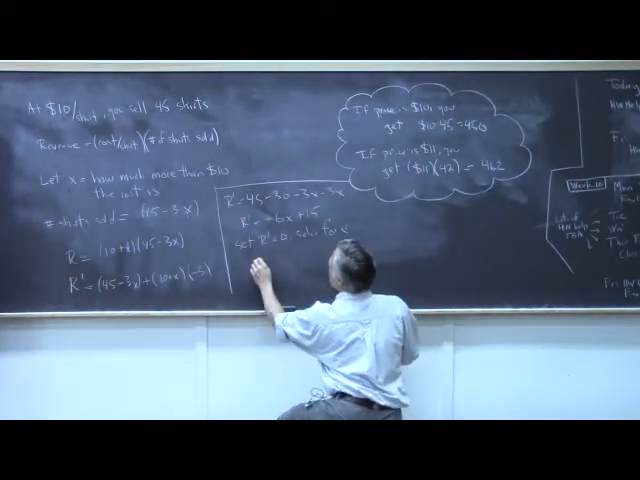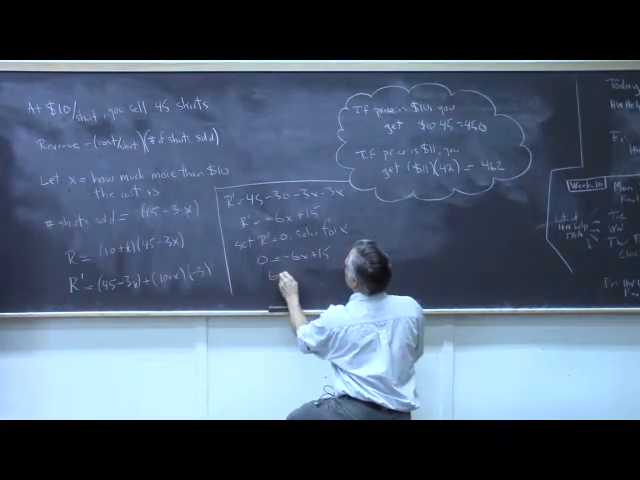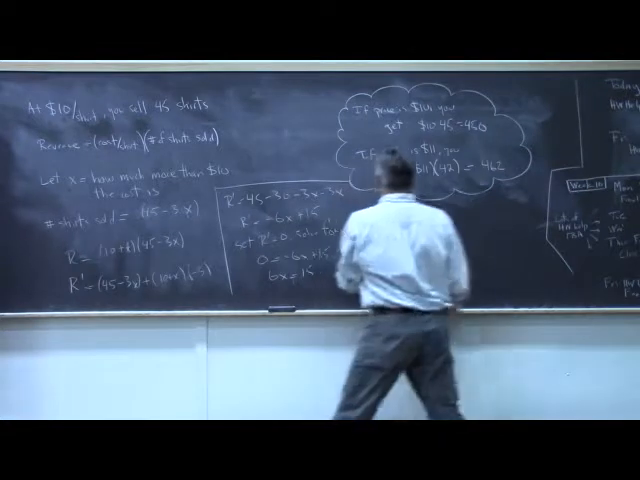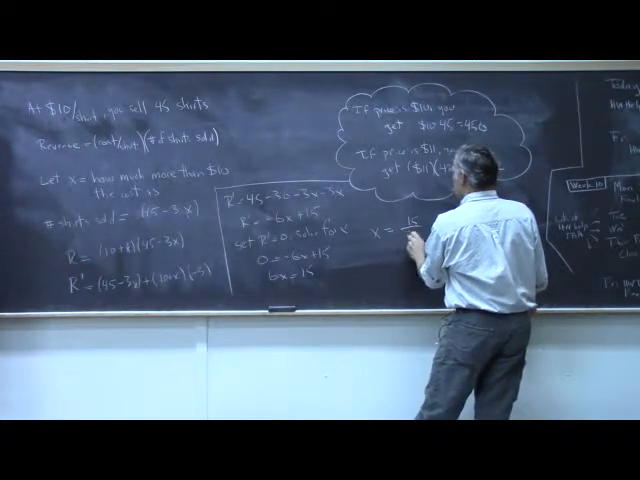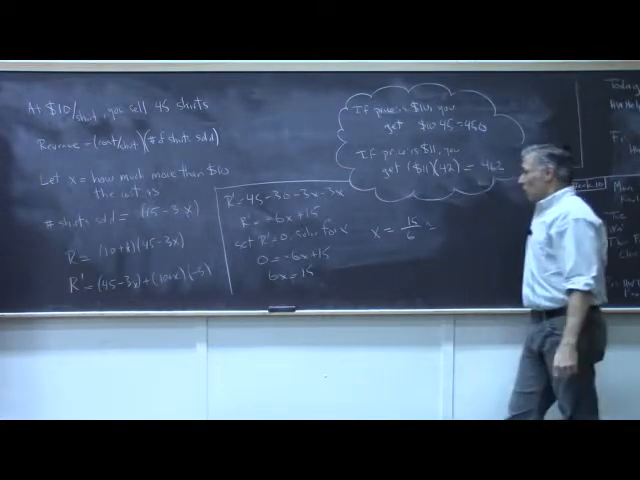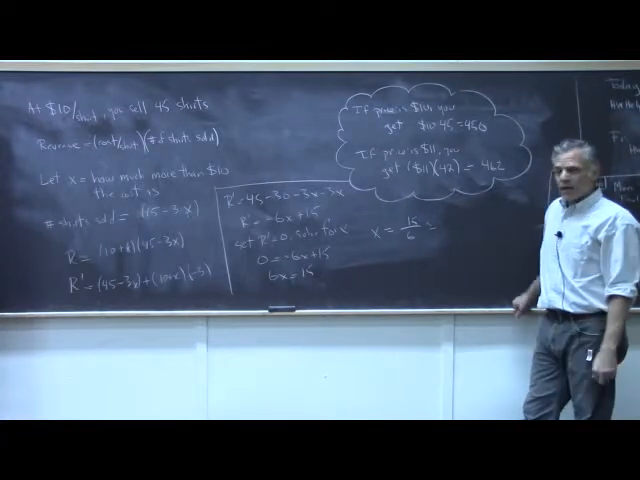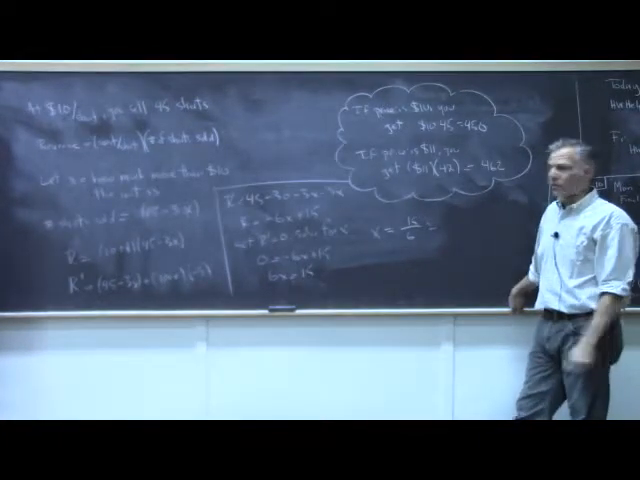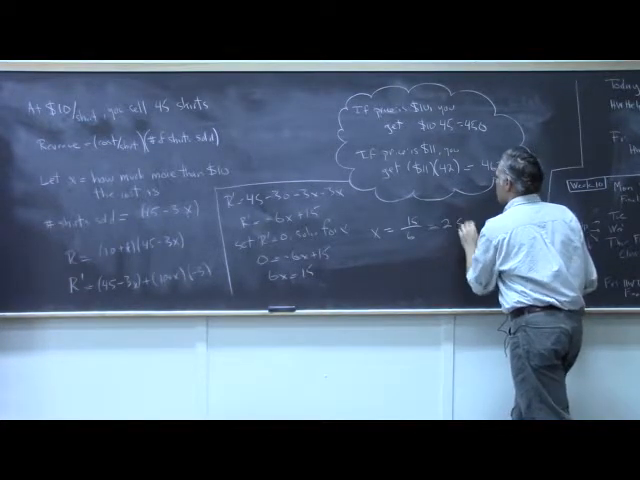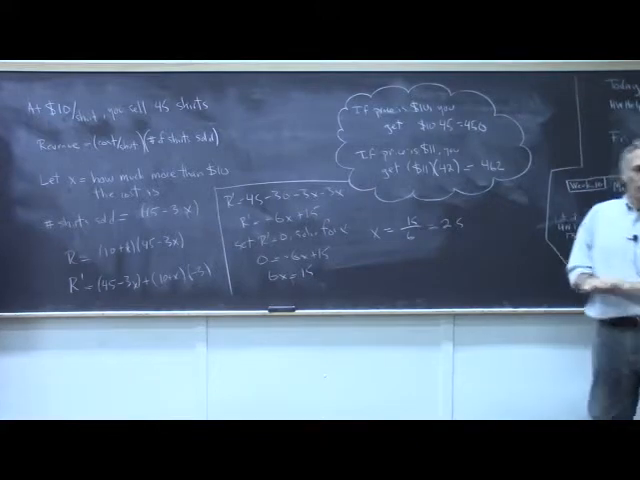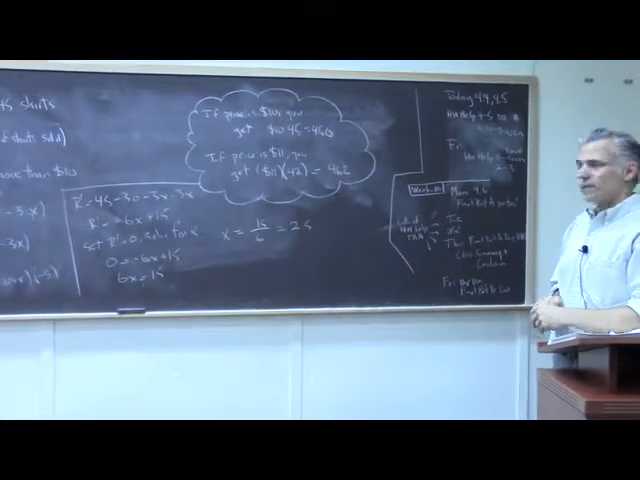All right, so I've got 0 is minus 6x plus 15. 6x equals 15. So X equals 15 over 6, which is 2.5. So you should sell the t-shirts at $12.50.